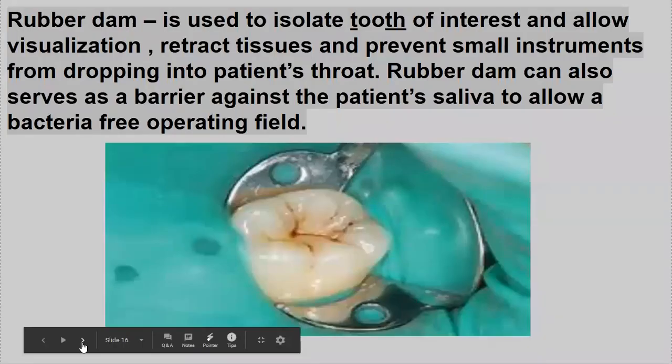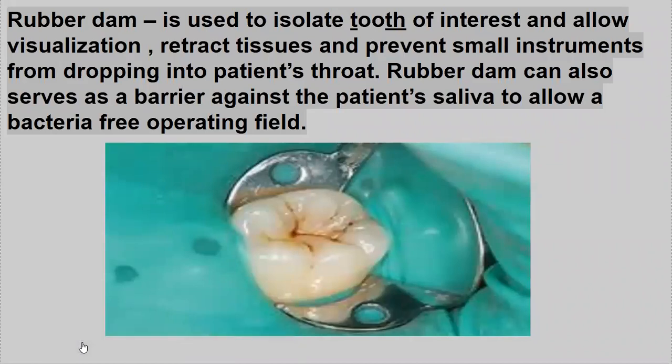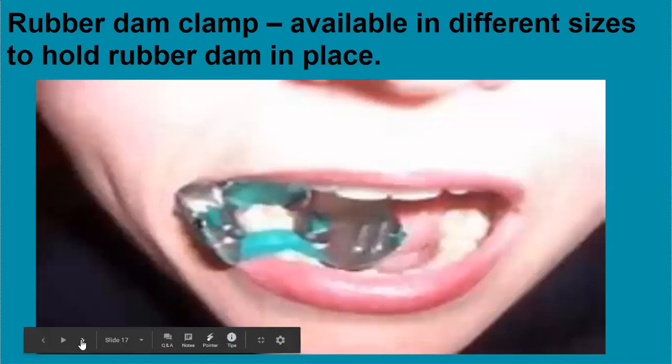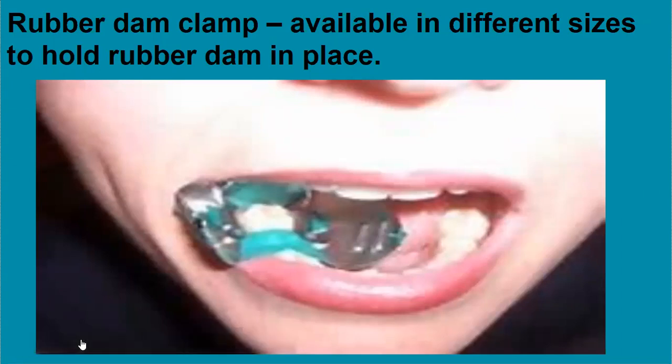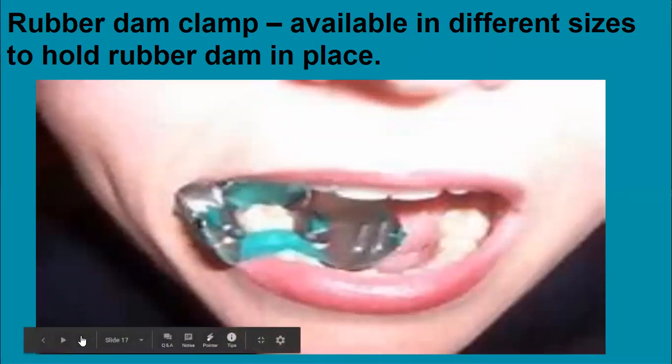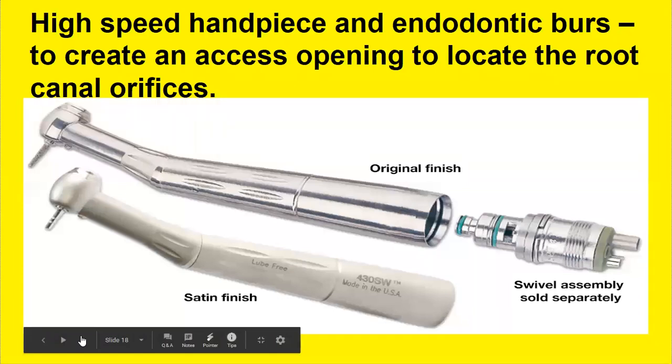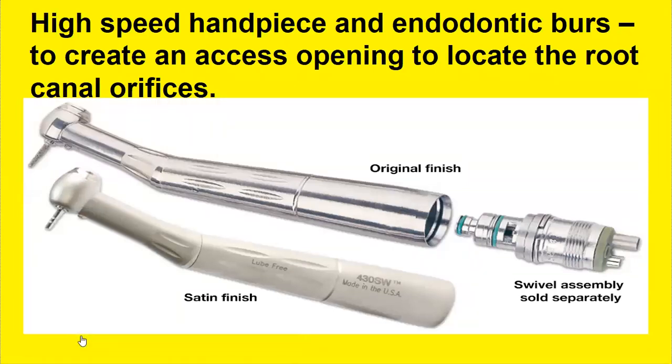All right, you're going to place a rubber dam, which is used to isolate the tooth and allow visualization, and keep bacteria away from the rest of their mouth like we talked about before. This is just a picture of what it looks like so y'all can see. All right, a rubber dam clamp. All different shapes and sizes, depending on which tooth you're working on. You're going to need a high-speed handpiece with endodontic burrs, which are created to access openings to locate the root canals in the orifices.